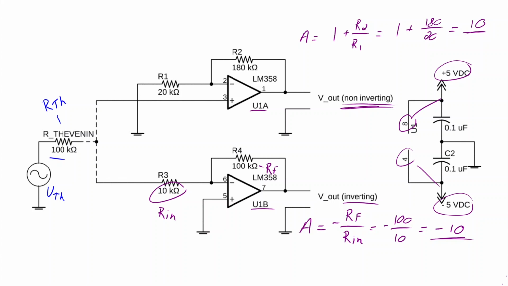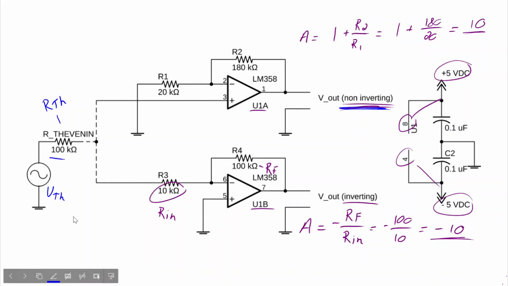What we're concerned about here is that if you were to stand here and look into this op-amp, what would the impedance be? Likewise, if you were to stand here and look into this op-amp, what would the impedance be? And it matters because if the input impedance of either op-amp is low, the voltage at this point right here will drop.